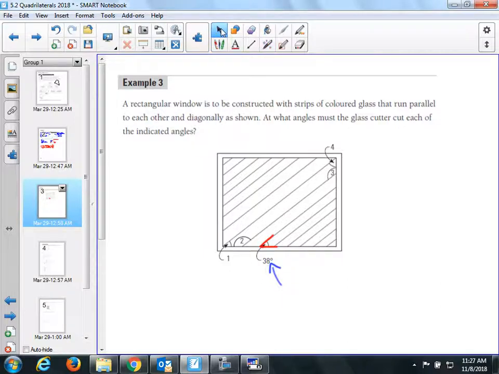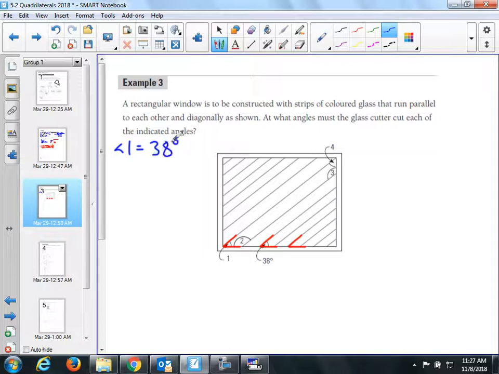What does that mean? These are all parallel lines. It says here they run parallel to each other, diagonally as shown. Okay. If this is 38 degrees, doesn't it make sense that this will be 38 degrees? This will be 38 degrees. Well, so will angle 1, 38 degrees by parallel lines. We've got that angle 1 is equal to 38 degrees. This goes back to your Workplace 10 course, where we used some geometry.